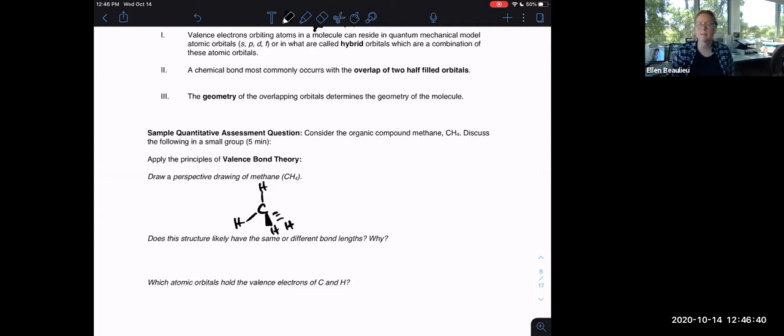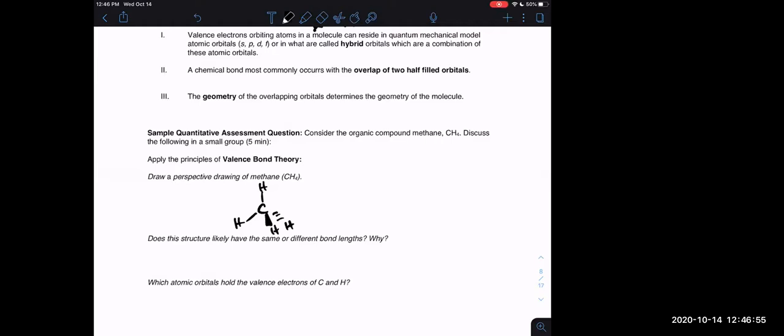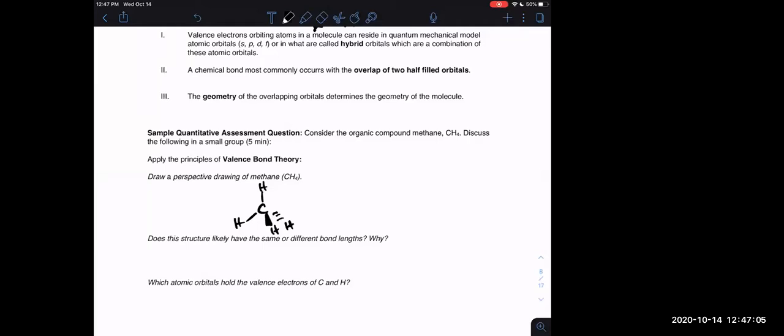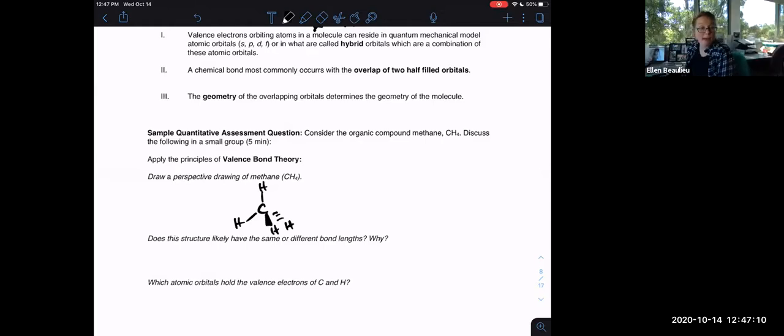Somebody who has an assumption, what do you think? Are all those carbon-hydrogen bonds the same length or are they different? Don't all jump at once. Nancy said same on the chat. Okay, but why, Nancy? Christopher says it's the same charge, same length. Same charge, same types of atoms. This shape has a lot of symmetry in it.